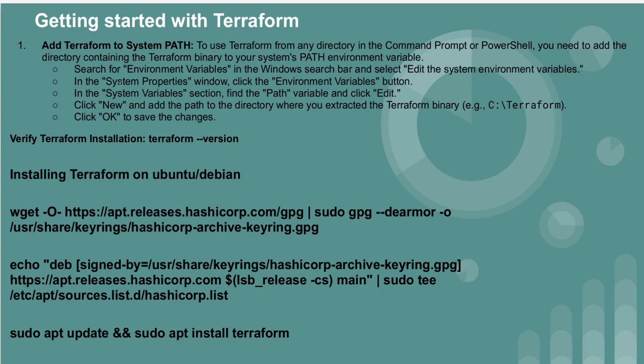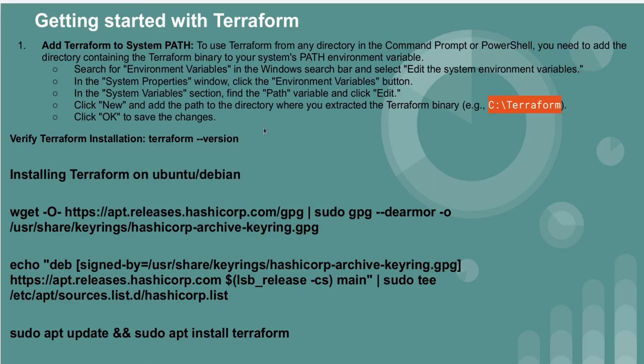Then, in the System Properties window, click on the Environment Variables button, and in the System variables section find the Path variable and click edit. Then click on New and add the path to the directory where you have extracted the Terraform binary. For example, you can see it's showing that we have extracted Terraform in the C drive. Click on OK to save the changes.